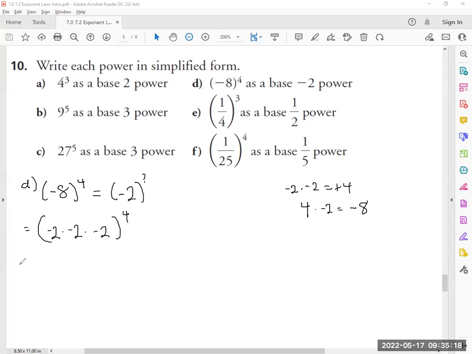So I know it's 3 times. This is the same as saying, I'm going to do double brackets. So this is to the power of 4, right? The inside I can rewrite as negative 2 to the power of 3, negative 2 times negative 2 times negative 2. And so if I simplify it, negative 8 to the power of 4 is the same as negative 2 to the power of 12.